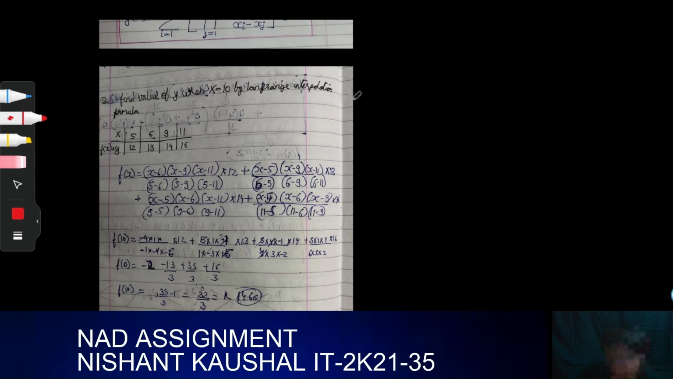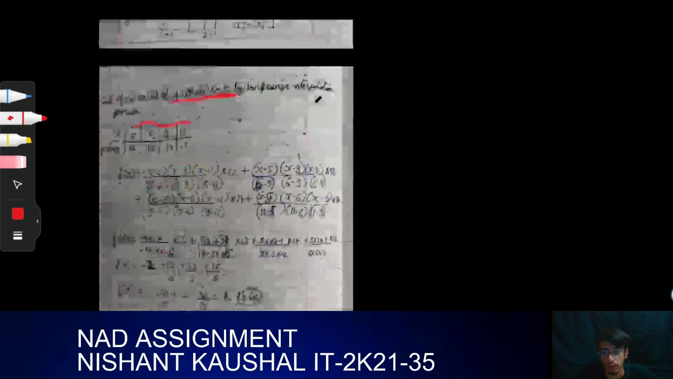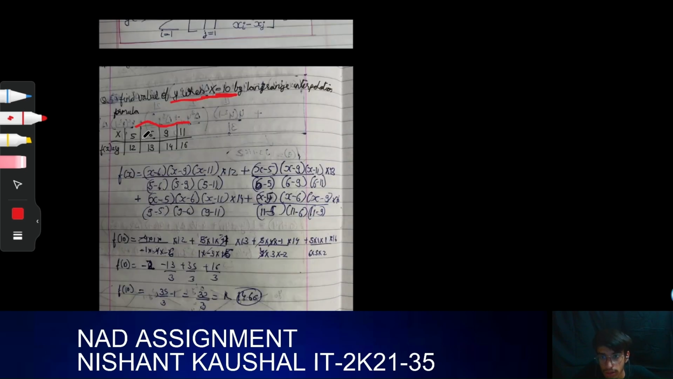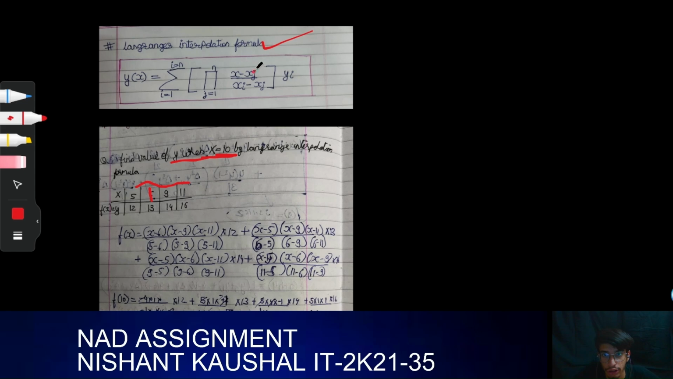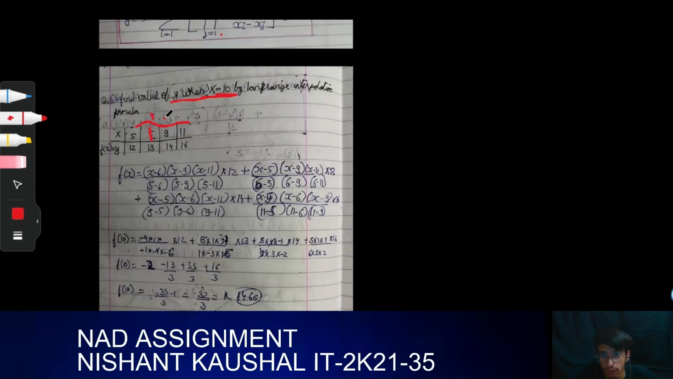So let us understand this formula more clearly by solving one question. We have x and y. We have given some data points, like at x equals 5, the value of f(x) is 12. In such a way, data is given, and we have to find the value of y at x equals 10. So we will use this formula, x minus xj, where j is 1, 2, 3 and 0.